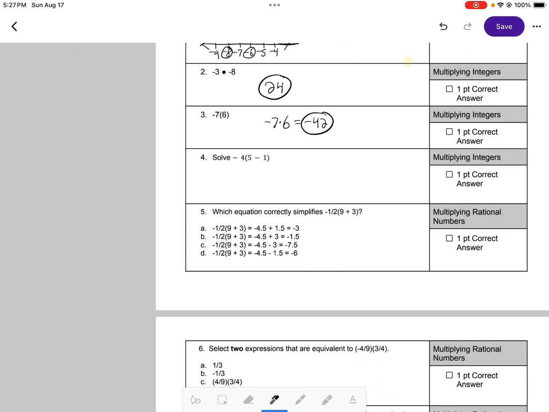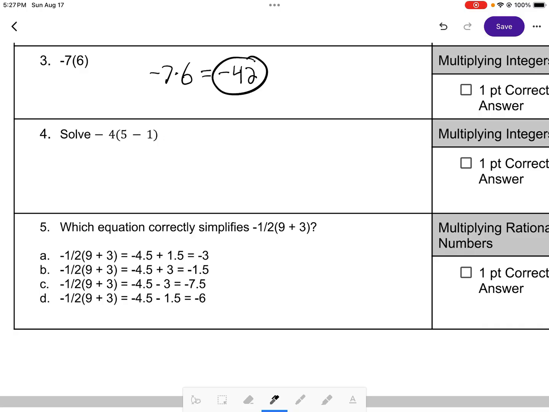And moving down, looking at number 4, I'm going to do what's inside my parentheses first. So 5 minus 1 is 4. So that's -4 times 4. -4 times +4 is -16. So my answer to number 4 is just -16.